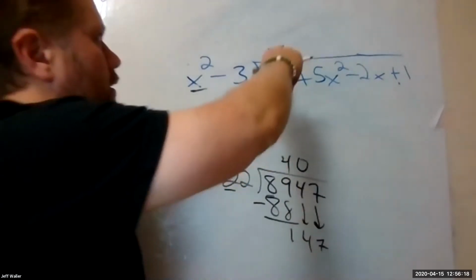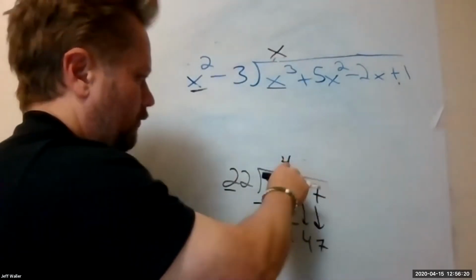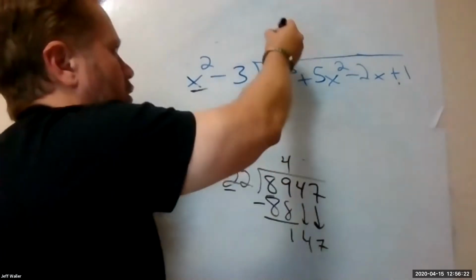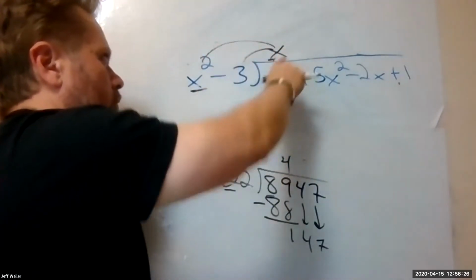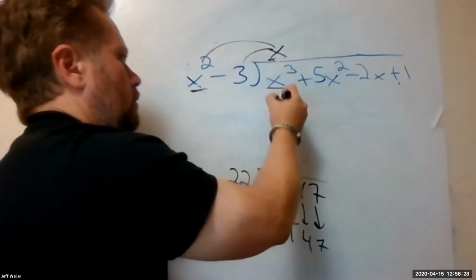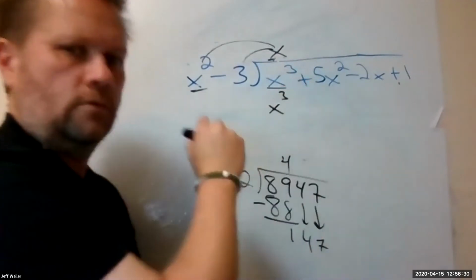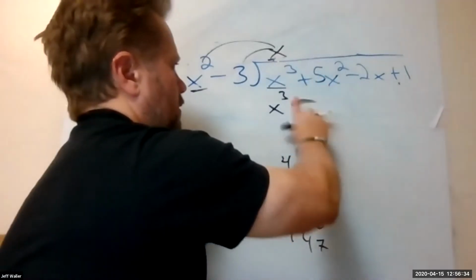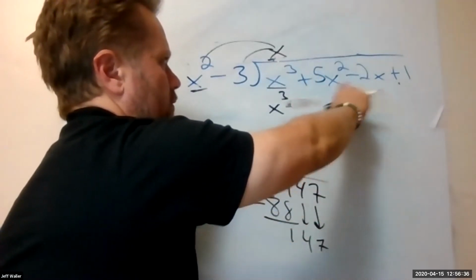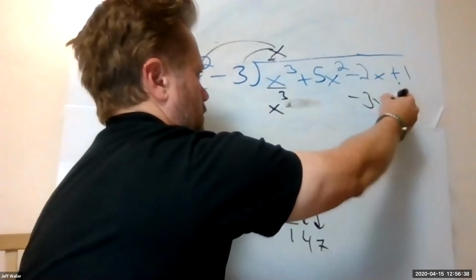All right. And then what did I do next? I did 4 times 22. So I'm going to do x times this. X times x squared is x cubed. X times -3. Oops. And see, I want to put it with this like term, right? -3x.